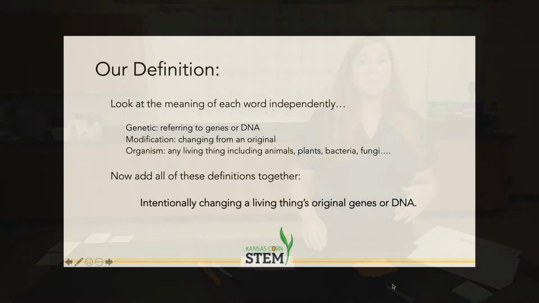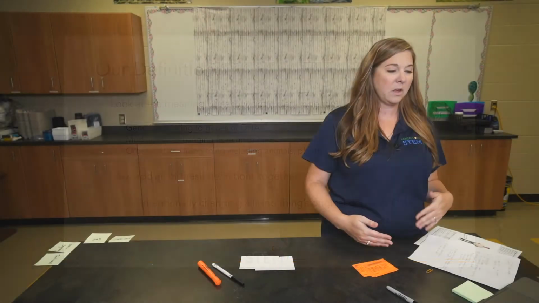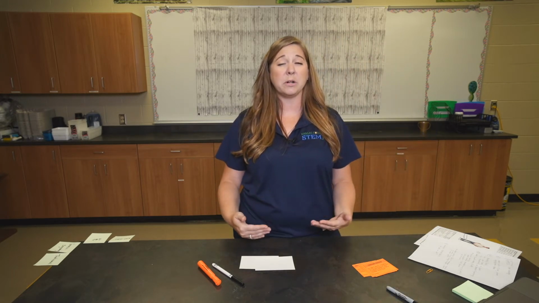For the purposes of today, we're going to work with this definition. Our operational definition is that GMO means to intentionally change a living thing's original genes or DNA. That's what we're going to use today, and that's what you can use in your class. As we walk through, we're going to use that information to really help our students parse through some different techniques that we use to breed animals and specifically plants.